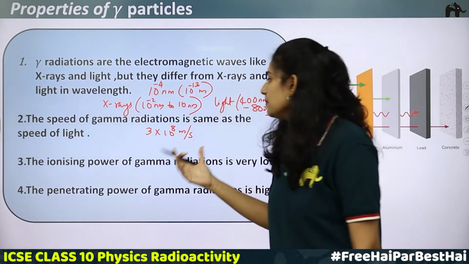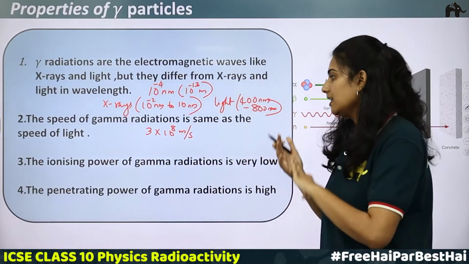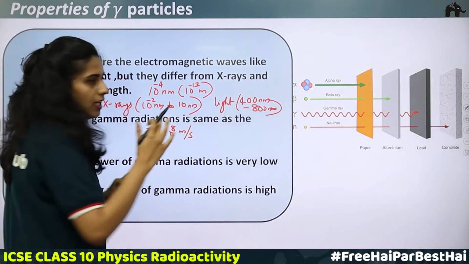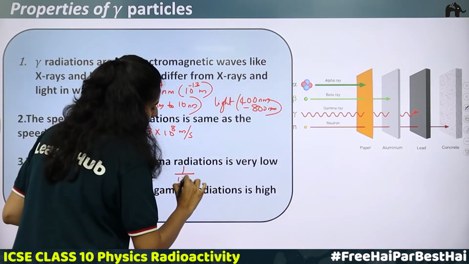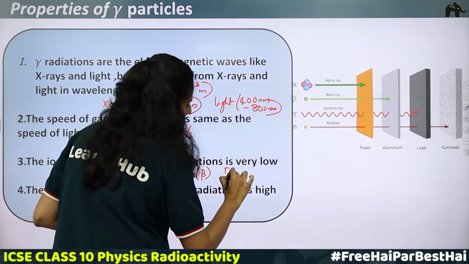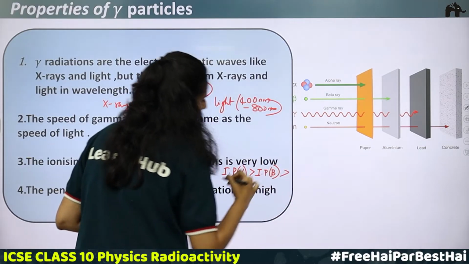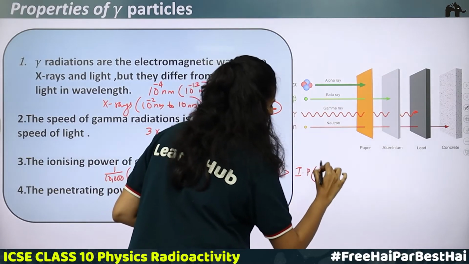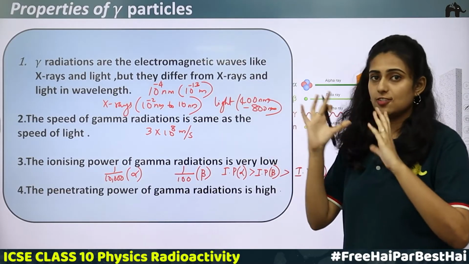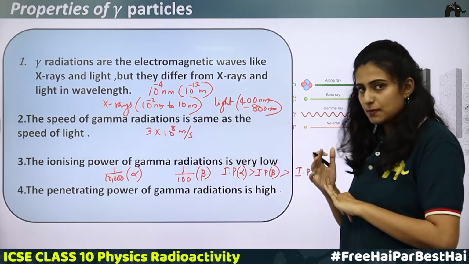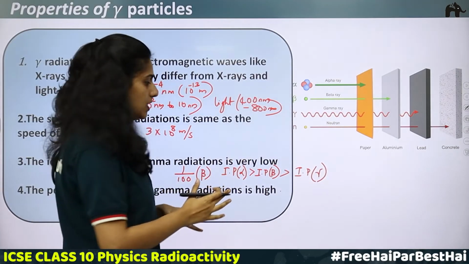Next, the ionizing power of gamma radiation is very low. We have said ionizing power is the highest for alpha, then comes beta and then gamma, which means the ionizing power of gamma radiation is 1 by 10,000 times that of alpha and 1 by 100 times that of beta. So ionizing power of alpha is highest, ionizing power of beta comes in the middle, and then the ionizing power of gamma radiations. Next, the penetrating power of gamma radiation is high. Just the opposite. Penetration power is the lowest for alpha, then comes beta, and then you have gamma radiation. These gamma radiations can pass through 500 meters in air.